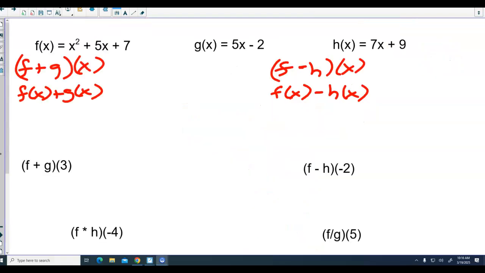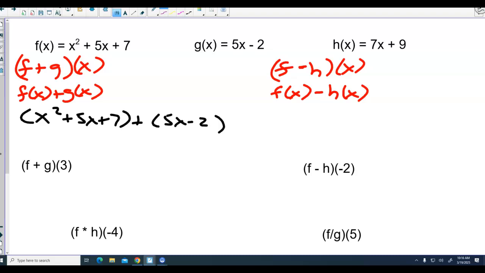When you're adding functions, you're simply doing this. X squared plus 5x plus 7 plus 5x minus 2. And we're combining our like terms. X squared plus 10x plus 5. That's your answer.